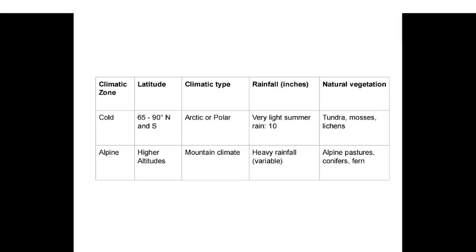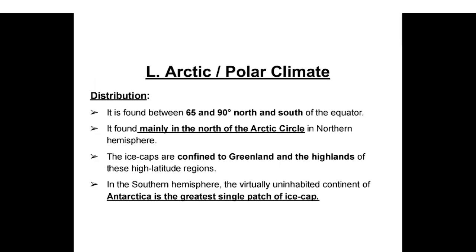Cold is 65 to 90 degrees north and south, and alpine is higher altitudes. Climatic type is Arctic or polar in the cold climatic zone and mountain climate in the alpine climatic zone. Rainfall is very light, summer rain 10, and in case of alpine, heavy rainfall which is variable. Natural vegetation of the cold climatic zone is tundra, mosses, and lichens, whereas the natural vegetation of the alpine is alpine pastures, conifers, and fern.